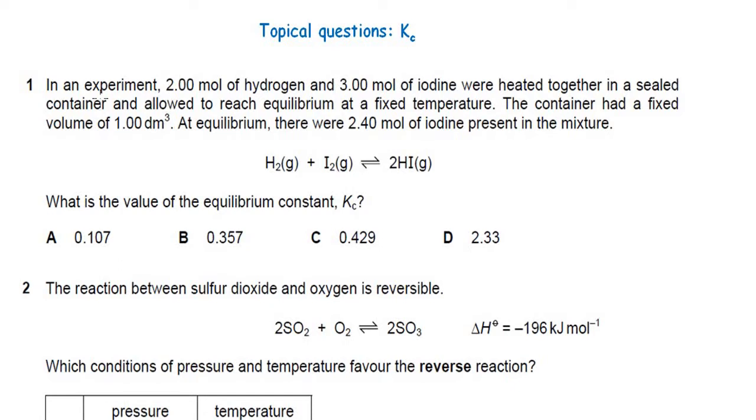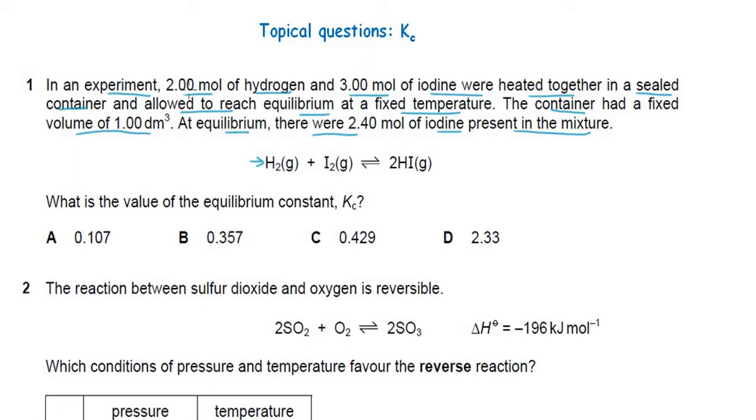So here is our first question, MCQ. It says, in an experiment, 2 moles of hydrogen and 3 moles of iodine were heated together in a sealed container and allowed to reach equilibrium at a fixed temperature. The container had a fixed volume of 1 dm cube. At equilibrium, there were 2.4 moles of iodine present in the mixture. Now here is our equation which says that hydrogen and iodine react together to form hydrogen iodide.